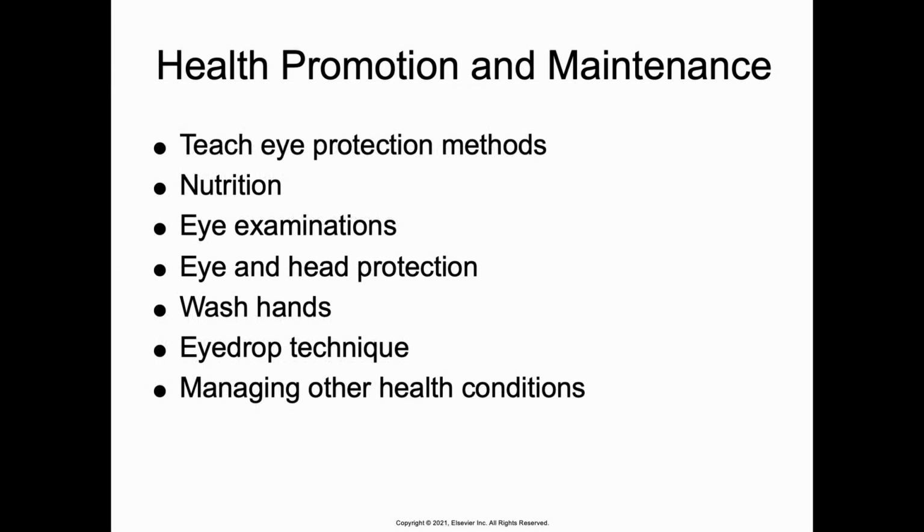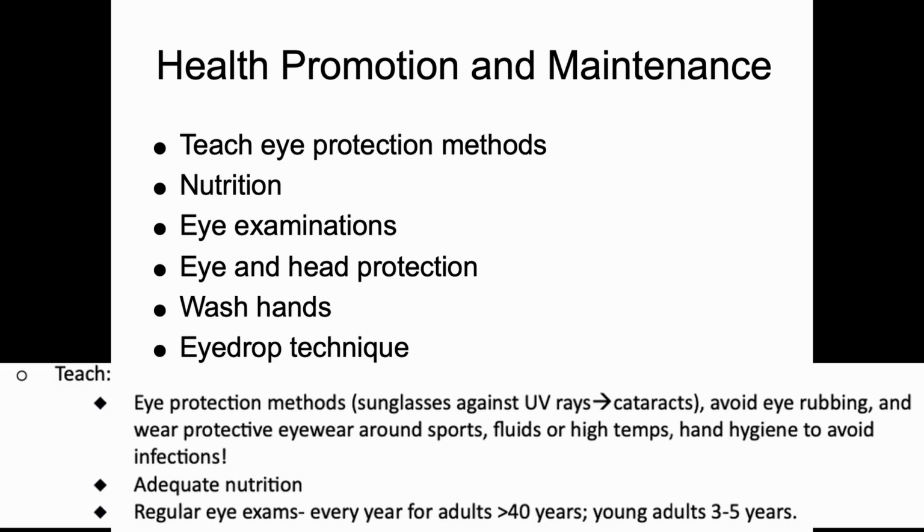Health promotion and maintenance. So you're going to teach eye protection methods, sunglasses, things like that. Nutrition. So you want to make sure they get that beta carotene. So think of when you were younger and your mom's like, oh, eat carrots because they're good for your eyes. That's where the carotene is found. Eye examination. So usually it's an annual eye examination. If they go to the ophthalmologist and they see something, they may want them back more frequently.